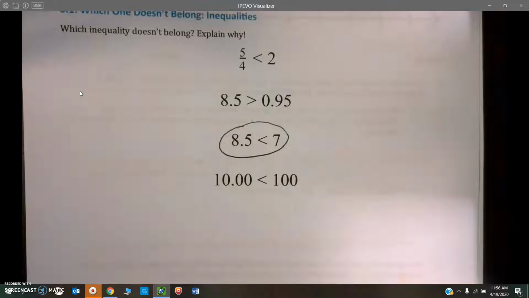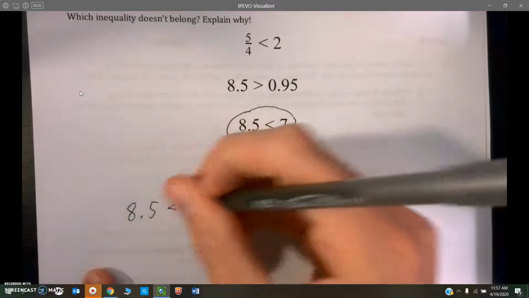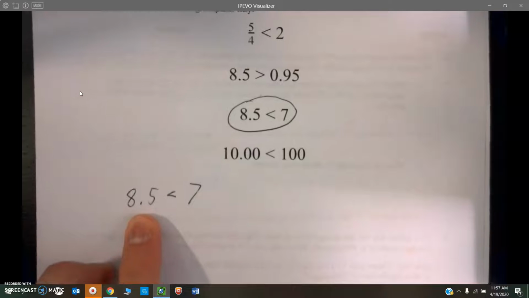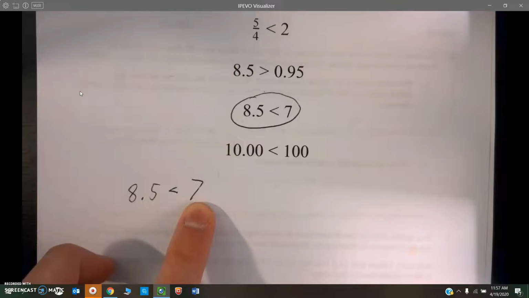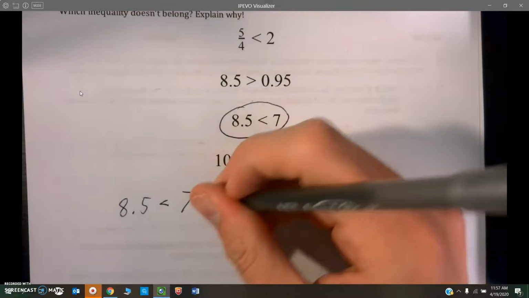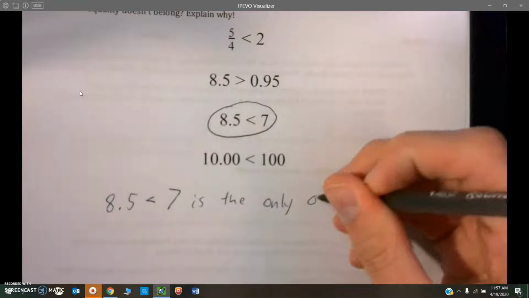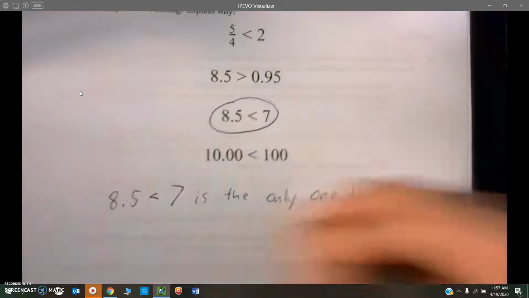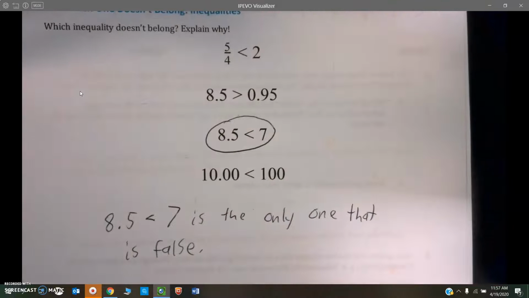And why do you think I chose that one? This one really stood out to me. The reason is, if we were to read this, this says 8 and 5/10 is less than 7. Is 8 and 5/10 smaller than 7? It is not. So this is the only one that is false. Like that one is just straight up not right. The other ones are all correct.